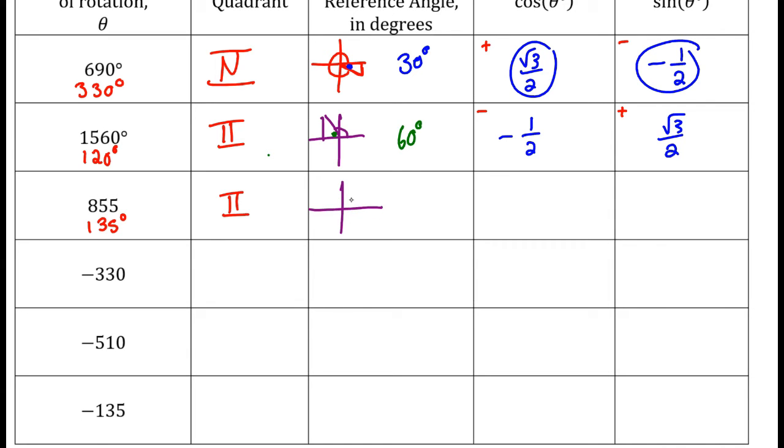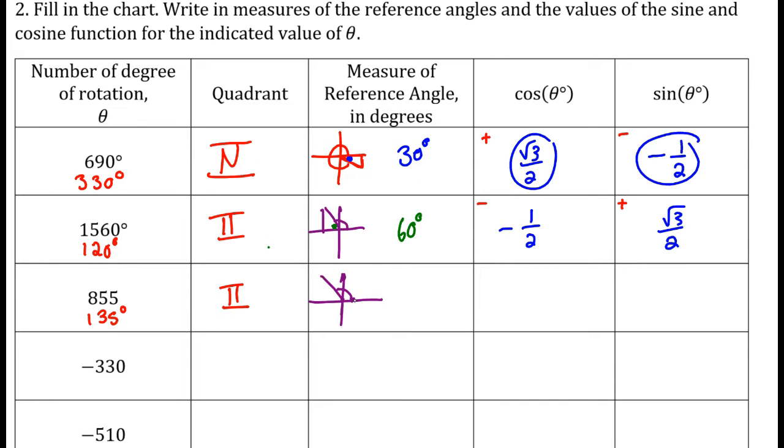I'm in quadrant 2. I spun 135. How much more do I have to keep spinning? Remember, your reference angle always goes back to the x-axis. I spun 135. I need to spin another 45 to get to 180. So that blue angle there, my reference angle is 45.